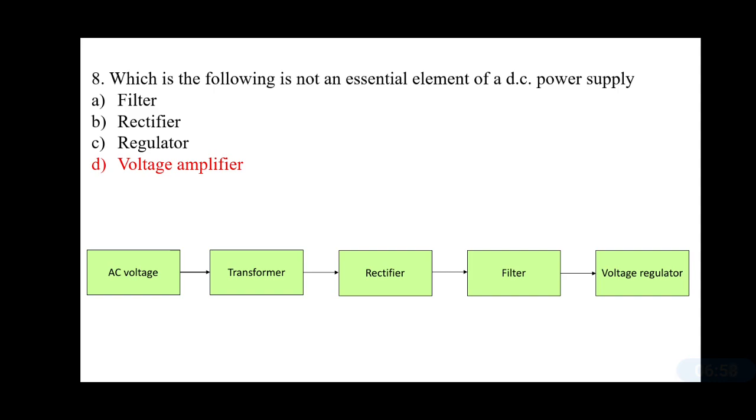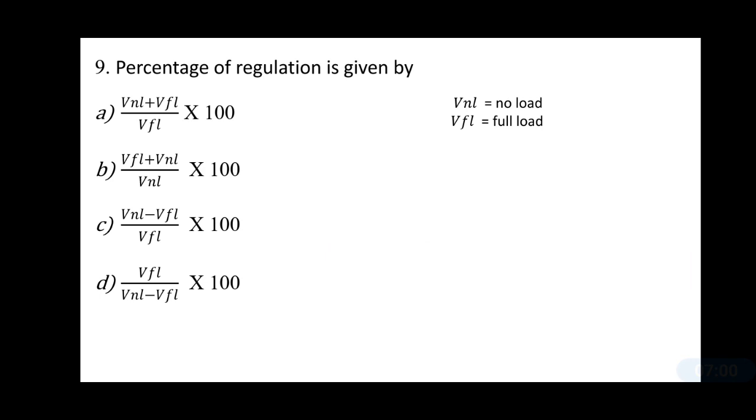Next question. Percentage of regulation is given by the calculation formula. Choose the correct option. The C option is correct: voltage at no load minus voltage at full load, divided by voltage at full load, times 100. So this is the percentage regulation calculation.